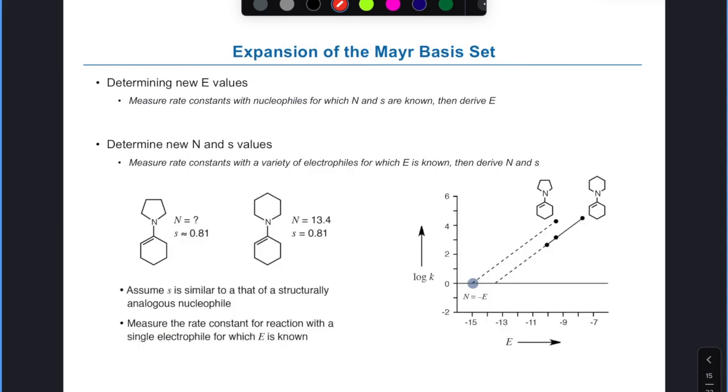The really important thing I want to focus on, though, is, okay, so the scale exists. Let's say you have a new nucleophile or a new electrophile.